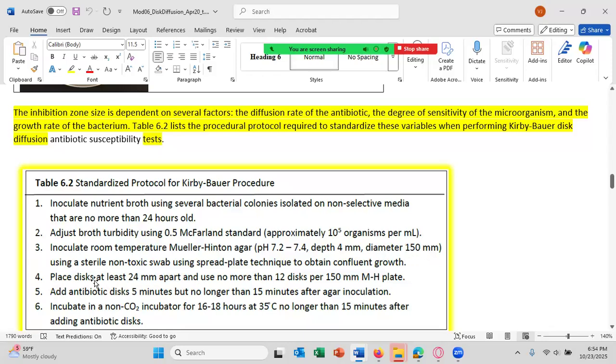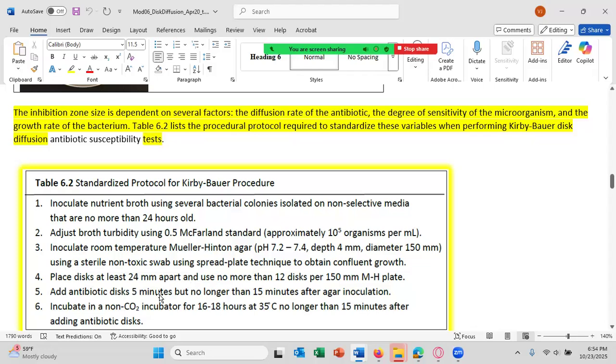You should also use a non-sterile toxic swab to put the bacteria down on the agar plate, and you put the bacteria on the agar plate to get confluent growth of the bacteria on the plate, such that we call it a lawn of bacteria. And that's just referring to a lawn of grass where the grass is growing everywhere.